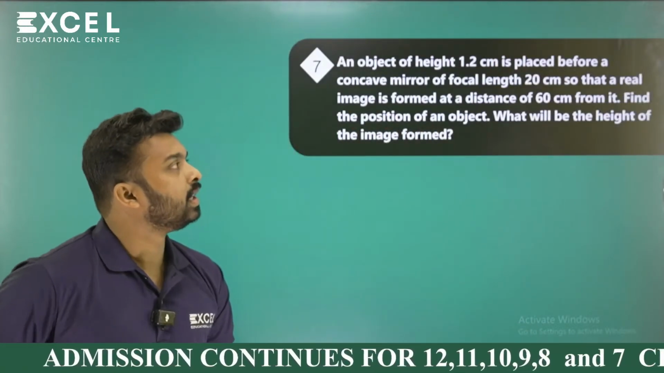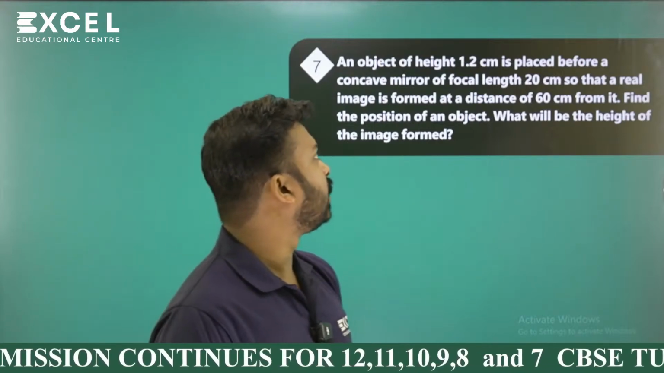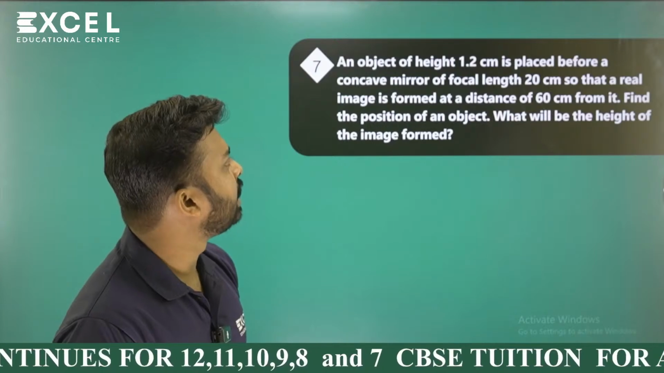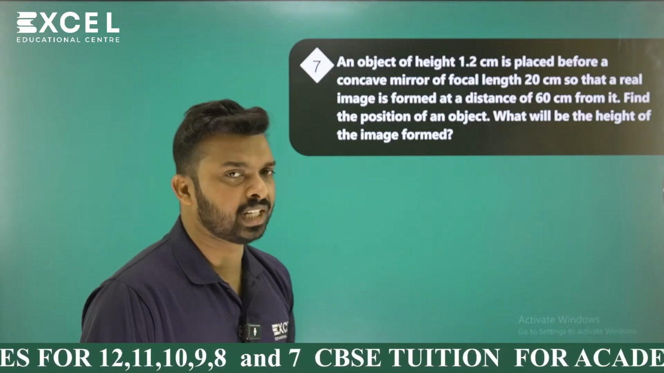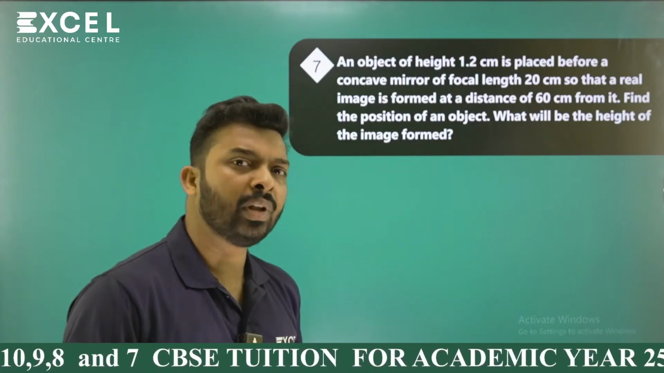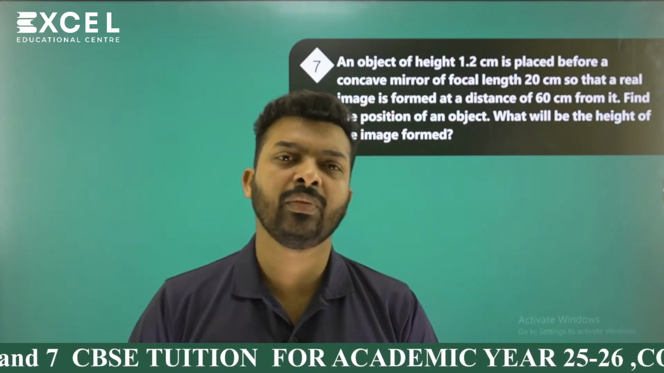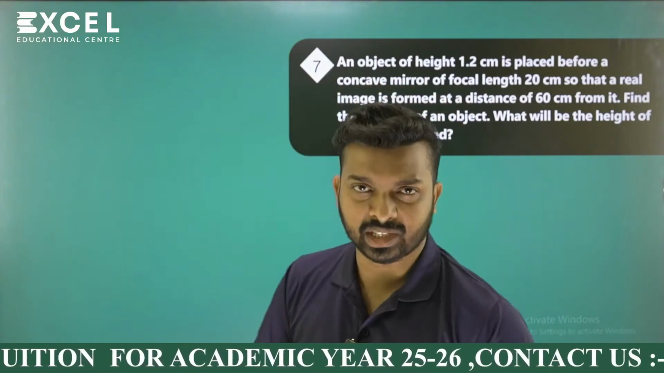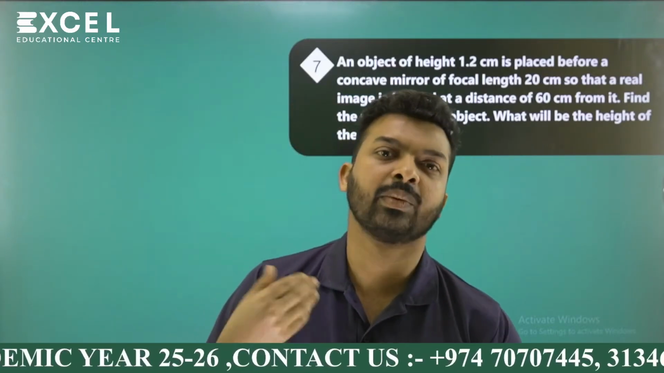Listen, this is a numerical question. An object of height 1.2 centimeter is placed before a concave mirror of focal length 20 centimeter. Let me tell you one thing before we do this question. Listen people, whenever you are doing a numerical question, always keep one thing in mind: don't go for the first equation itself. Write one by one the things given in the question, or else a mistake is going to happen.